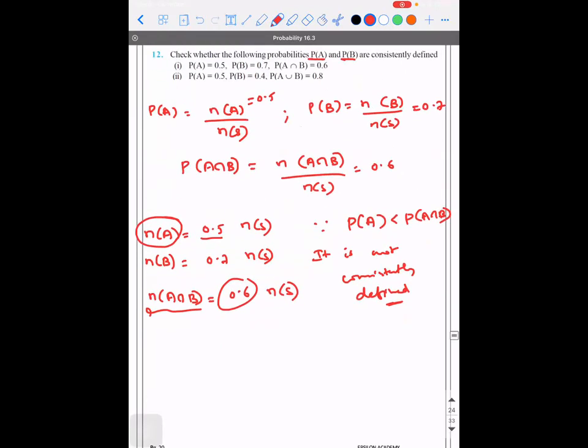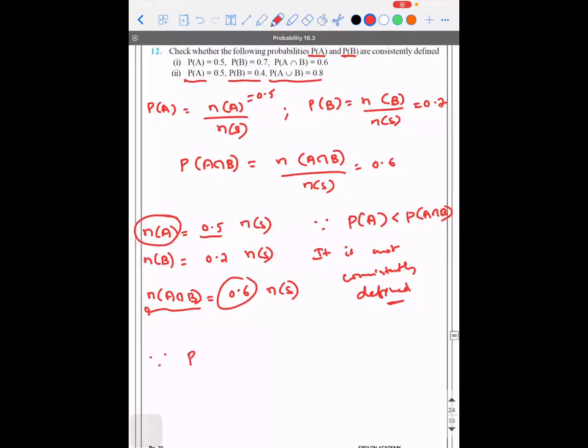Okay. What about the other one? P of A is 0.5, P of B is 0.4, P of A union B is 0.8. This is possible. Because when you write A union B, you will write the number of elements in A and number of elements in B. That is possible. Since P of A union B is greater than P of A and also greater than P of B, it is consistently defined. Understood. Okay.